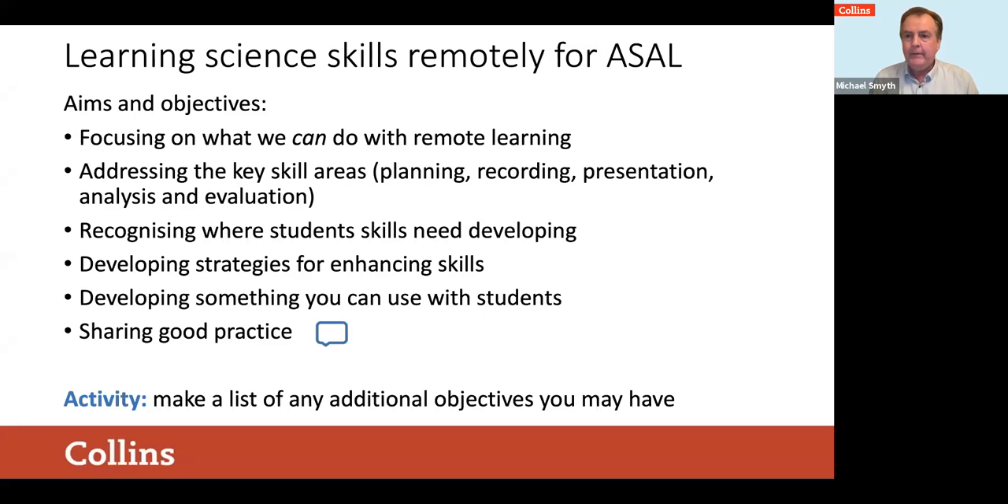Those of you who joined a few minutes ago will have had time already to read the aims and objectives for today, but they're on the slide at the moment. I'd just like you to take a read through those.